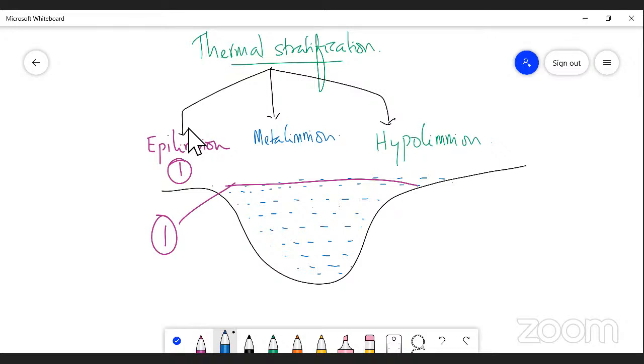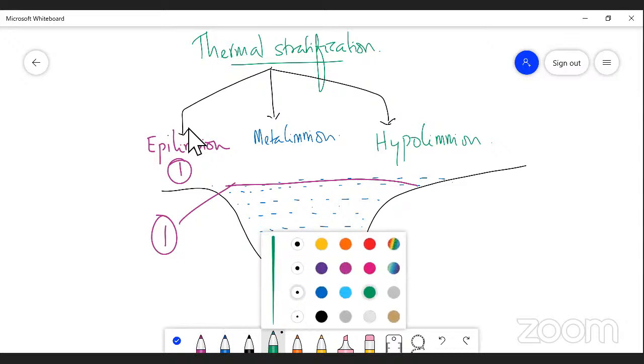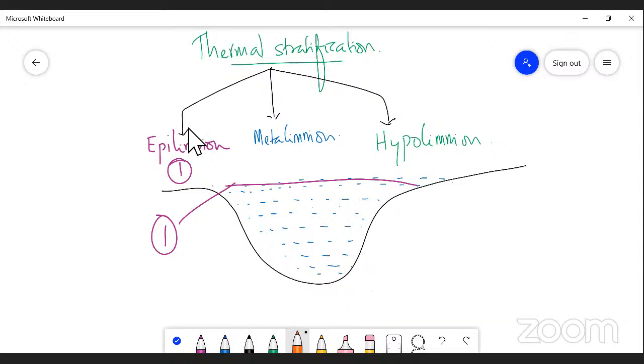The metalimnion is the middle part. I'm talking about this black color portion, right? Just in order to understand, I'm pointing out the metalimnion. This is the second portion, right? This is the metalimnion. Whereas the hypolimnion is the lower part or the bottom, it is indicated in yellow color, right? Hypolimnion.